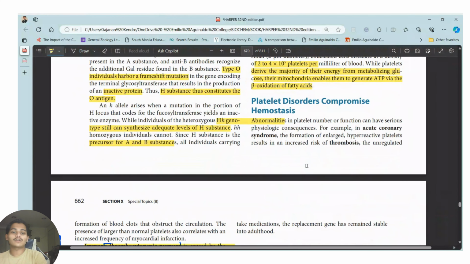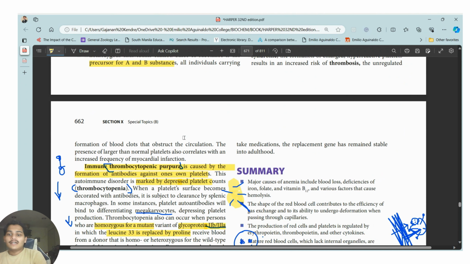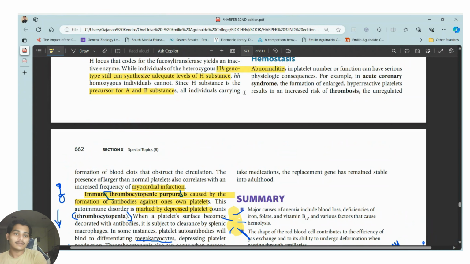Then disorders of the platelets compromise hemostasis. The abnormalities in platelet number and function can have serious physiological consequences like acute coronary syndrome, that is the formation of large hyperreactive platelets resulting in an increased risk of thrombosis, and also increasing the risk of myocardial infarction. This is the myocardial infarction which increases with acute coronary syndrome.